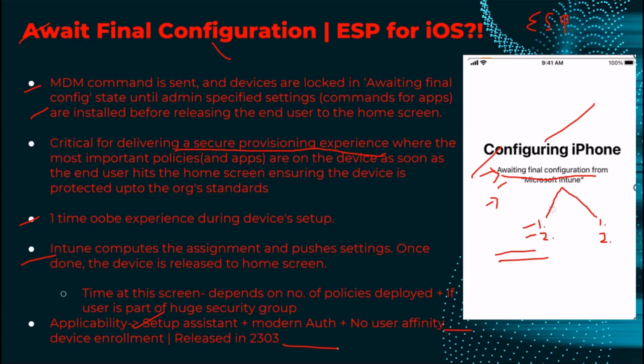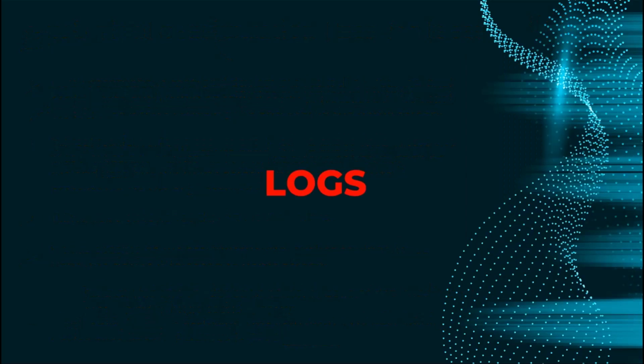The reason why I'm bringing ESP into the picture is because if you have a little bit of Windows background and you've used Autopilot, then this analogy and this comparison should make sense. So until now, we should have understood what await final configuration setting is, what it is used for, and what is the advantage of using this setting.